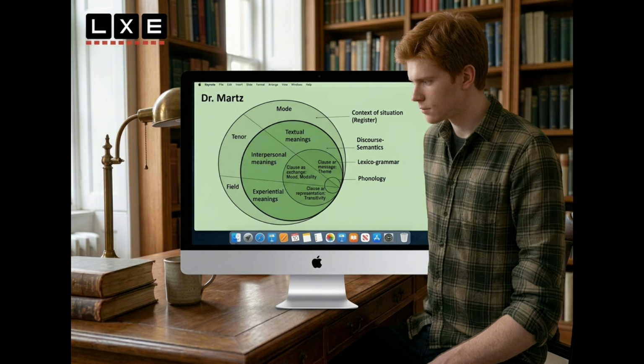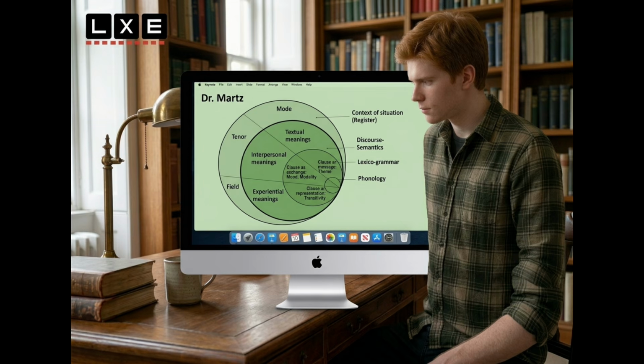The third variable is mode. Mode is about the role language is playing in the situation. Is it spoken or written? Is it a live conversation or a recorded lecture? Is the language doing all the work, or is it supporting something else, like a diagram? Mode is particularly fascinating because the professor's own research extends this into multimodal communication, where images, sound, and text all work together. So those 3, field, tenor, mode, form the outer ring of the model. They describe the context of situation.